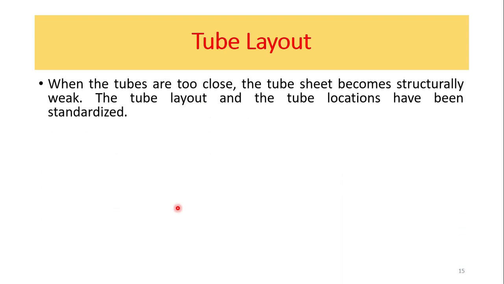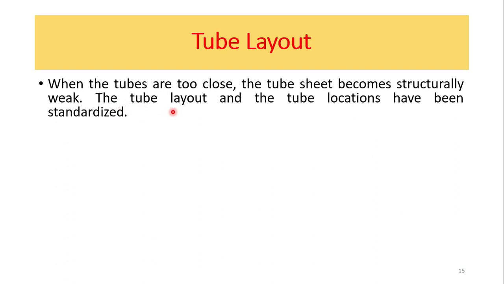So when the tubes are too close, the tube sheet becomes structurally weak. So what is the tube sheet? Let me give you one example. If we have the bundle of tubes and the tubes are basically fixed in the shell and tube heat exchanger, how can we fix the tubes? We will weld the tube with the tube sheet, right? So that it will become fixed in the shell and tube heat exchanger. So if the tubes are very close, the tube sheet becomes structurally very weak because of the large number of holes inside the tube sheet.